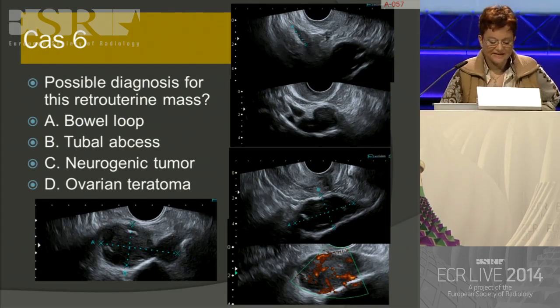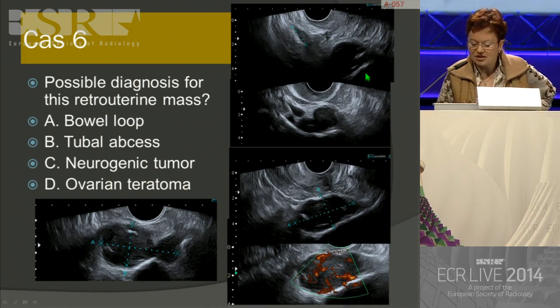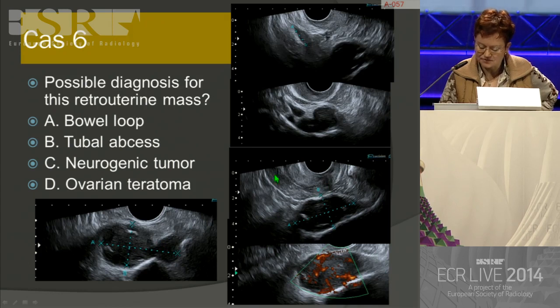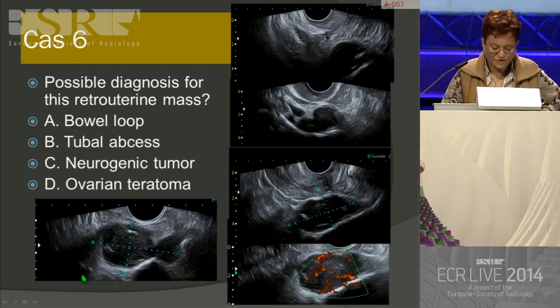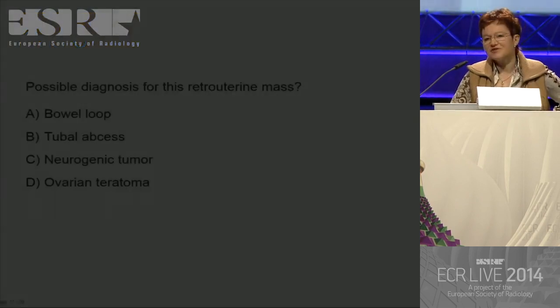So let's go to the next case. What is the possible diagnosis for this retrouterine mass? You can see sagittal images here. You have the uterus here, the cervix, some color Doppler imaging. This is the pathology. This also here. So the possibilities are bowel loop, tubal abscess, neurogenic tumor, or ovarian teratoma. Please vote. This is a real tricky case.